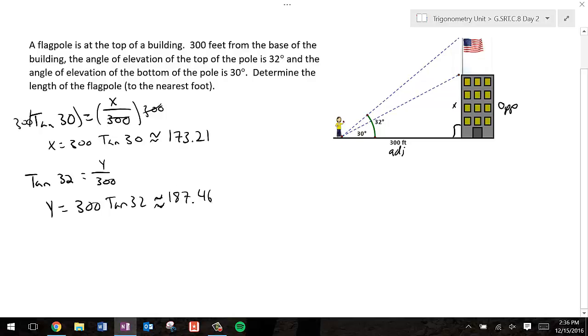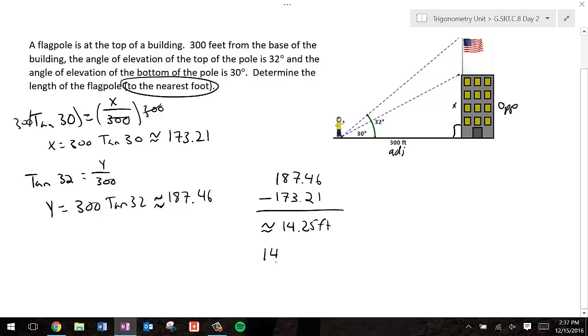187.46 feet. So to find the flagpole, we just take our 187.46 and subtract the height of the building, 173.21. And after all is said and done, we have approximately 14.25 feet. And the directions did tell us to find it to the nearest foot. So the flagpole is approximately 14 feet tall. So we've just had to combine processes there.